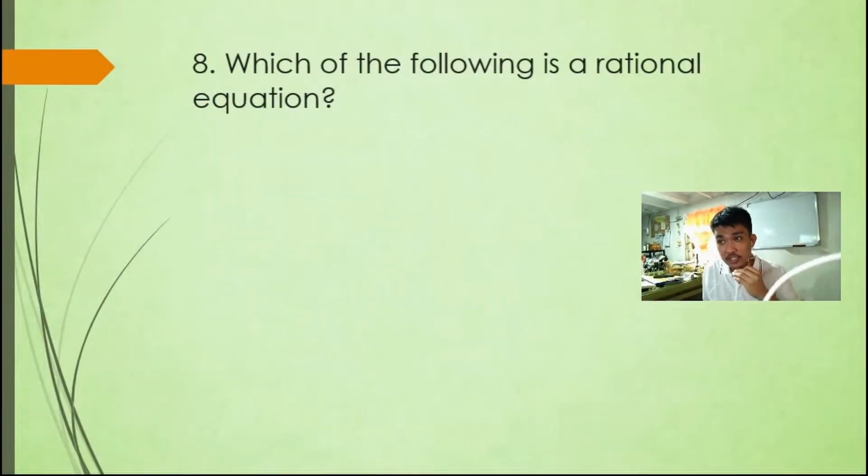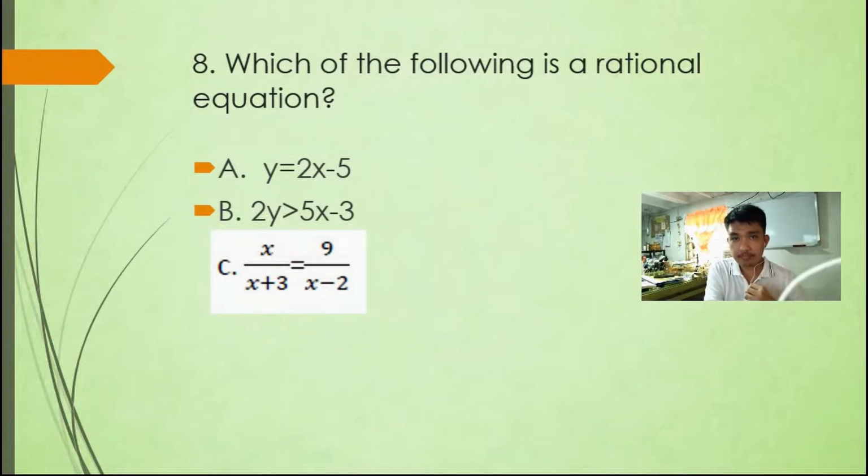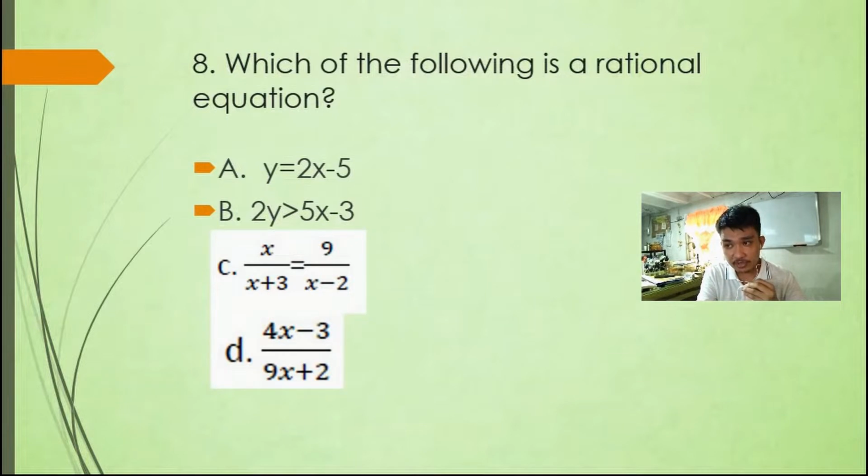Number 8. Which of the following is a rational equation? Letter A, y is equal to 2x minus 5. Letter B, 2y is greater than 5x minus 3. Letter C, x over x plus 3 is equal to 9 over x minus 2. Or letter D, 4x minus 3 over 9x plus 2. The answer is letter C.